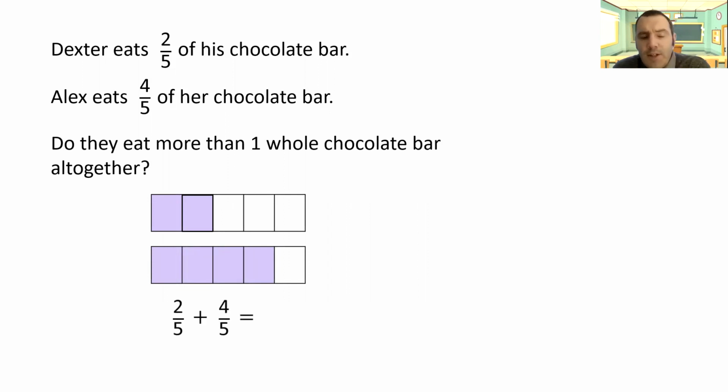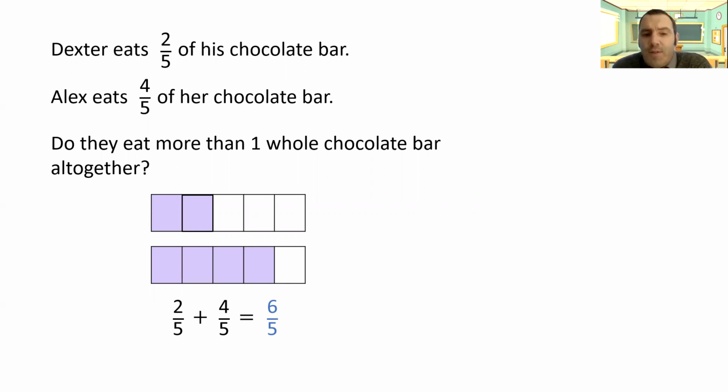Now we don't need to do any equivalence here because our denominators are already the same. As long as the denominators are the same, we can add the numerators really simply. We just add 2 and 4 together, which gives us 6/5. When we're adding with the same denominator, the denominator stays the same all the way through. Only the numerator will change. The same with subtraction: the denominator stays the same, and it's only the numerator that changes.